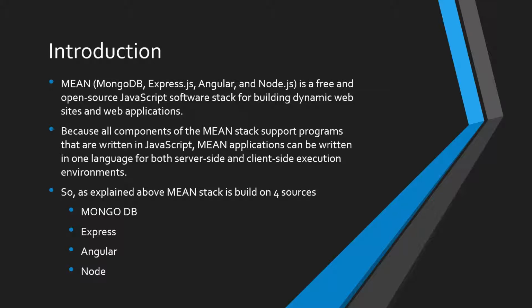So let me give you a small introduction about the MEAN stack as a whole. Now MEAN stack is built up of Mongo, Express, Angular and Node.js. Over here we use only one language, that is JavaScript, for both server-side scripting and client-side scripting. So let me explain all the four sources individually right now.